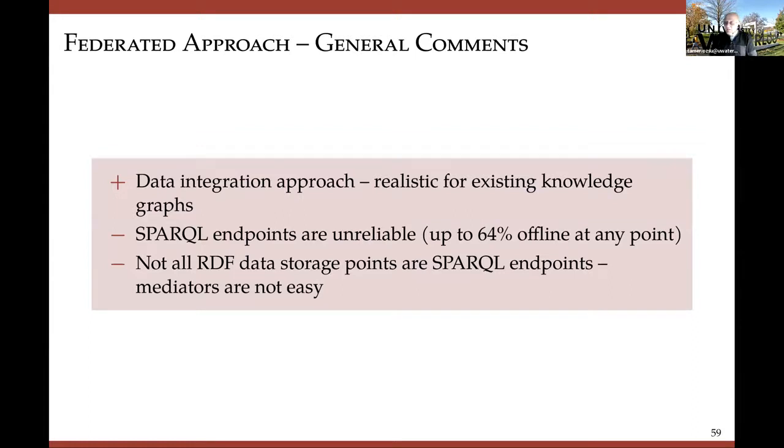The advantage is that this is a data integration approach. So you take the data sets as they're given. You're not trying to do anything with them, and you go from there. But the SPARQL endpoints are notoriously unreliable. There are studies that show that at any one given time, up to 64% of these SPARQL endpoints are offline. So if you pose a query, they may be offline. So basically what you need are fault-tolerant query processing techniques that can withstand the offline ones. And not all sources are SPARQL endpoints, so when you do have to use mediators, that's heavy duty.